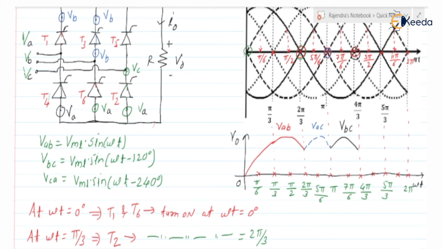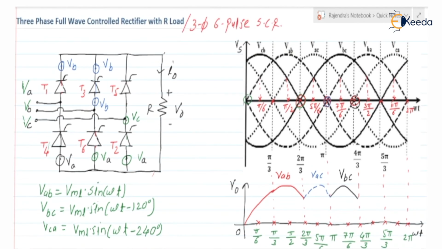So when T2 turns off, after 4 pi by 3, which thyristor pair will be in the on state? It is T3 and T4. When T3, T4 are in the on state, current will be flowing from VB, T3, load, T4 and again back to VA. So the voltage appearing across the load is equal to VB minus VA, so it is VBA. After 4 pi by 3, the output voltage will be the same as VBA.